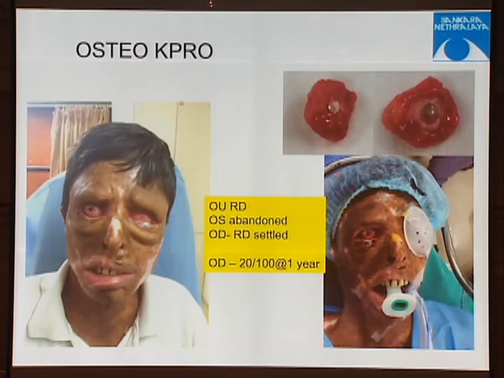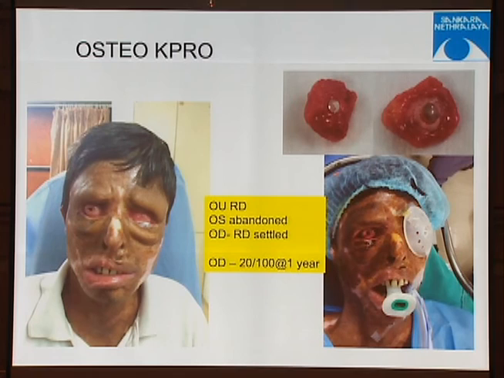And this is a patient with chemical injury with hypotony, with total RD in both the eyes, but he still had perception of light, and he was very keen to try to do something for his vision. We attempted a corneal transplant with a vitreoretinal surgery in one eye. The retina couldn't be settled, and it had to be abandoned. The other eye, we did a PK with a VR surgery. We were not sure of his vision potential, so we left the graft uncovered for the first 2 weeks. We tried to assess the vision potential in about 2 weeks' time.